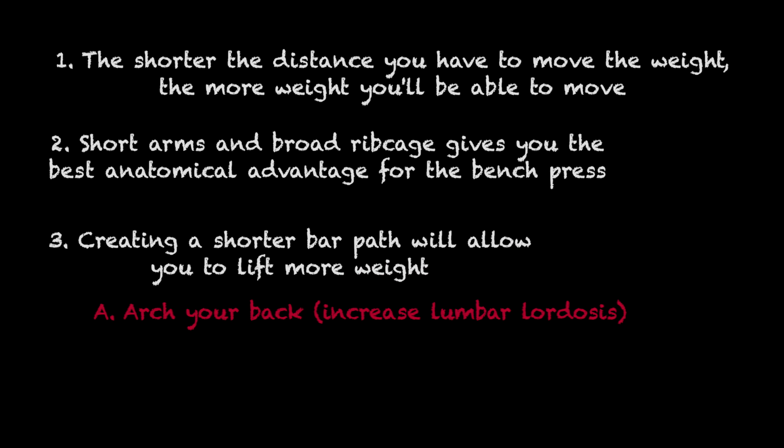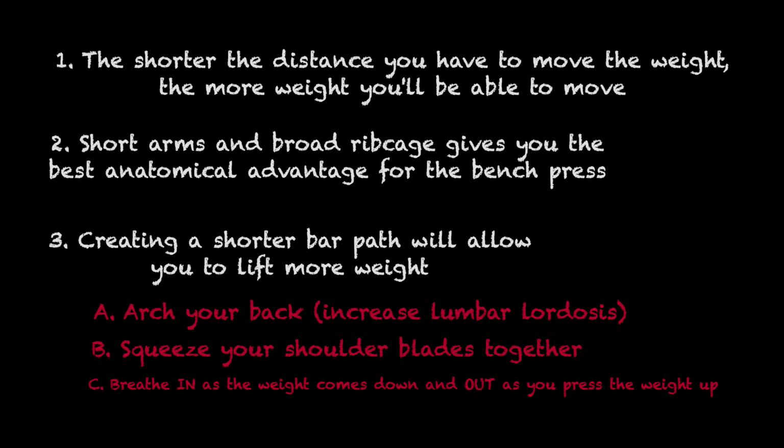These checkpoints include increasing your low back arch as much as you can without pain, squeeze your shoulder blades together to open up the anterior rib cage and increase shoulder and thoracic spine stability, and take a big breath in to expand your rib cage as the weight comes down, tap the weight at your lower chest or upper abdomen, and then force the air out as you press the weight up. As always, this is what the science shows will produce the greatest performance based on your anatomy, but you need to do what is best for your body.